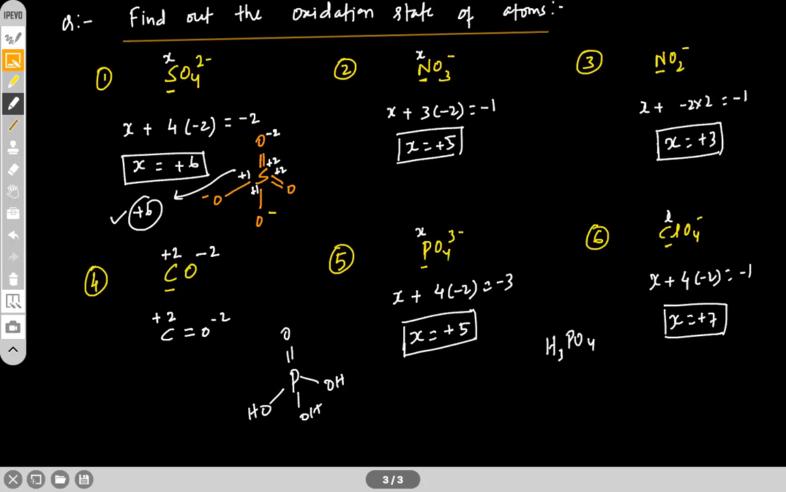If you have to draw PO4 3 minus, you'll get it once you remove this H plus, H plus, and H plus. Yes or no? So you remove these H plus and you get PO4 3 minus: O minus, O minus, O minus. This is the structure of PO4 3 minus. Now because of this double bond, +2, +1, +1, +1. Is it +5 because of this structure? Are you getting it as +5? Yes.